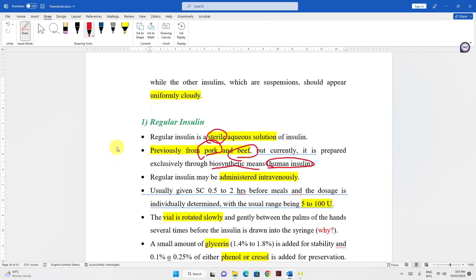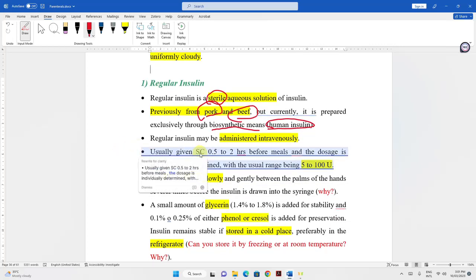Regarding the administration, usually you administer it using the subcutaneous route. This is the usual way to administer insulin, even though you can administer it by other ways such as IV and even intramuscular. But the usual way is subcutaneous, and you do it half an hour to 2 hours before meals. Like half an hour before the meal, you take the injection, and then after half an hour, you can start your meal.